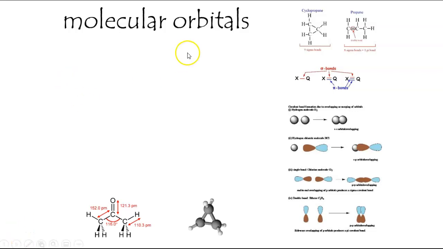Dr. B here, and let's have a look at molecular orbitals. What are they? Those are the overlap of atomic orbitals, like s to s, s to p, for example.